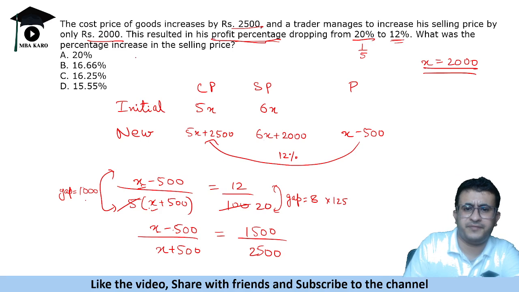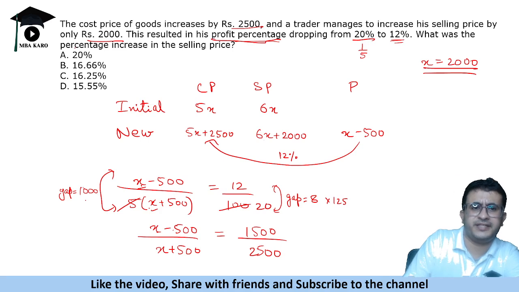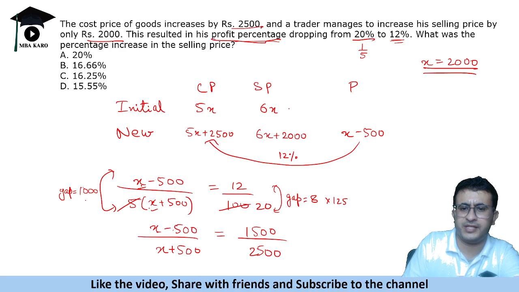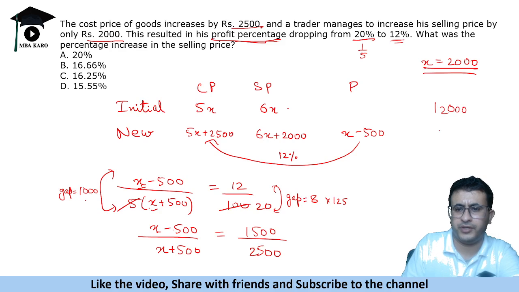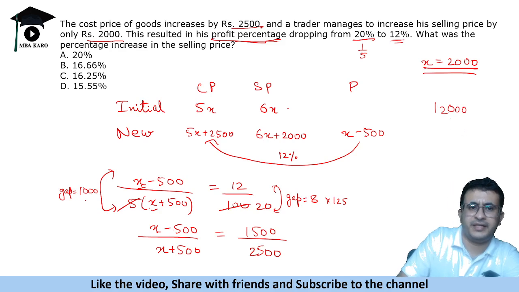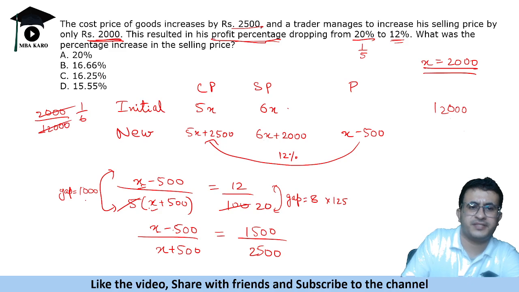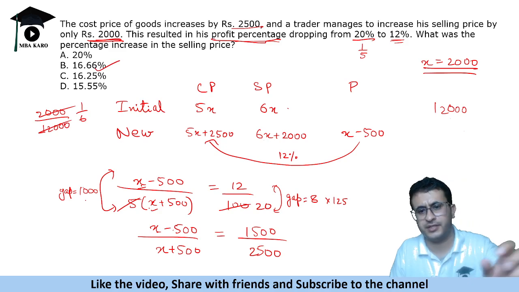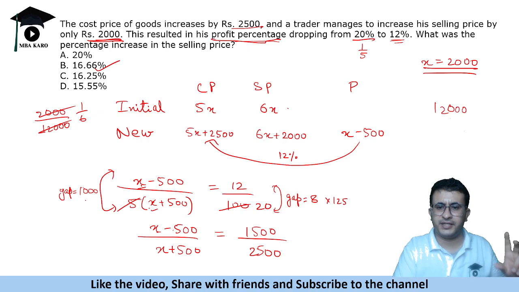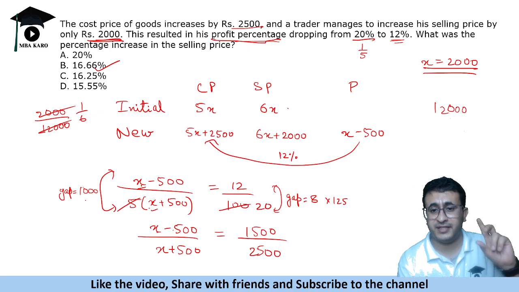Now what we need to tell is the percentage increase in the selling price. Now the value of x is 2000, put it here. The selling price at first was 12000. Now it is 14000. You can say that the price was 12000, it increased by 2000. So 2000 upon 12000, 2 by 12 is 1/6. 1/6 means 16.66%. So it's all about taking the right set of variables, thinking in that right direction.